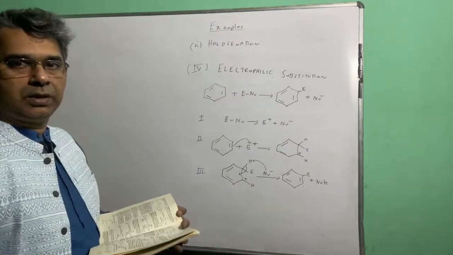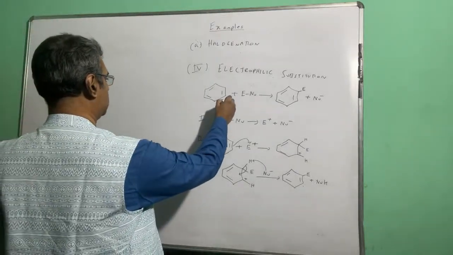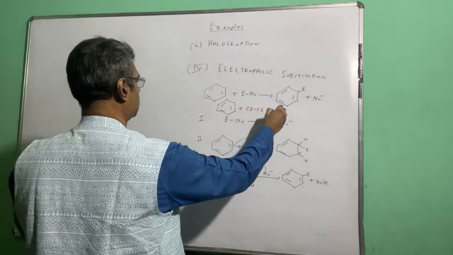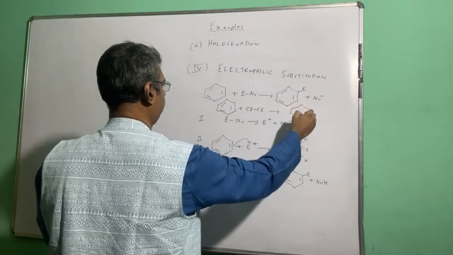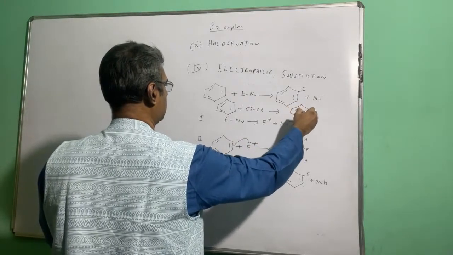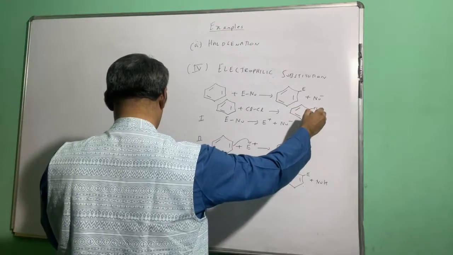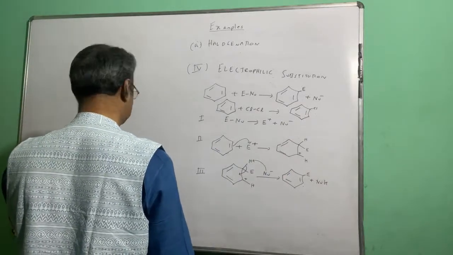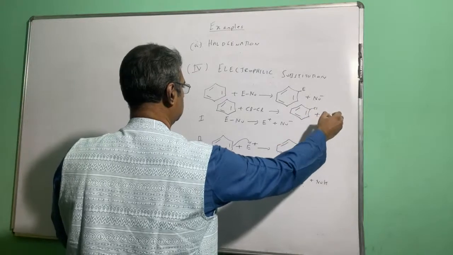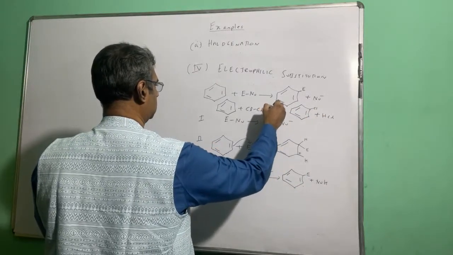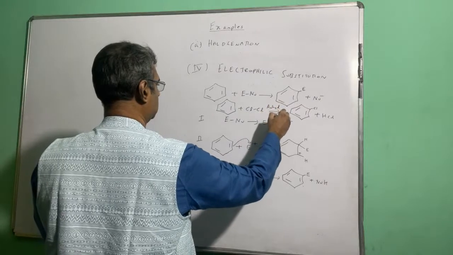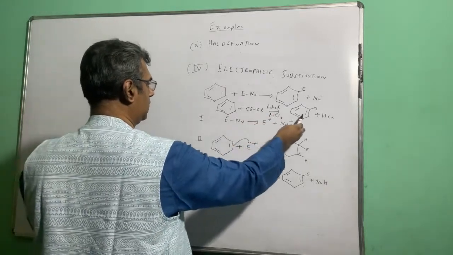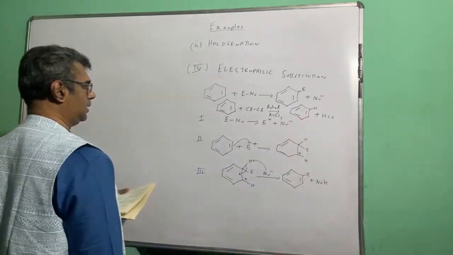First example is halogenation. So this is the benzene ring plus this is the halogen. So this is the benzene ring plus Cl2 with anhydrous AlCl3. It is giving chlorobenzene plus HCl.